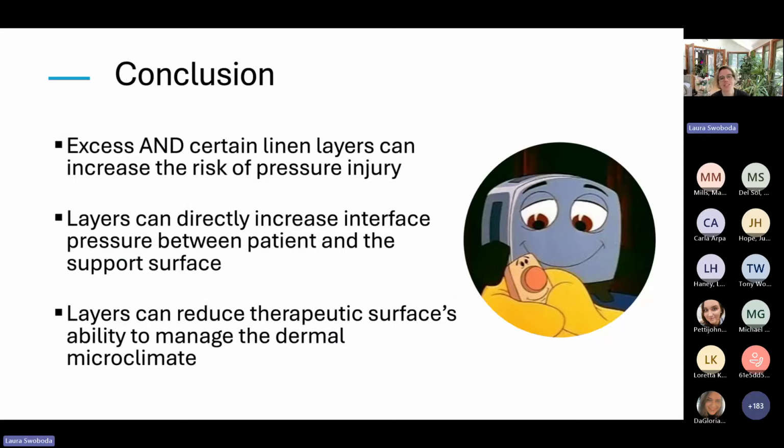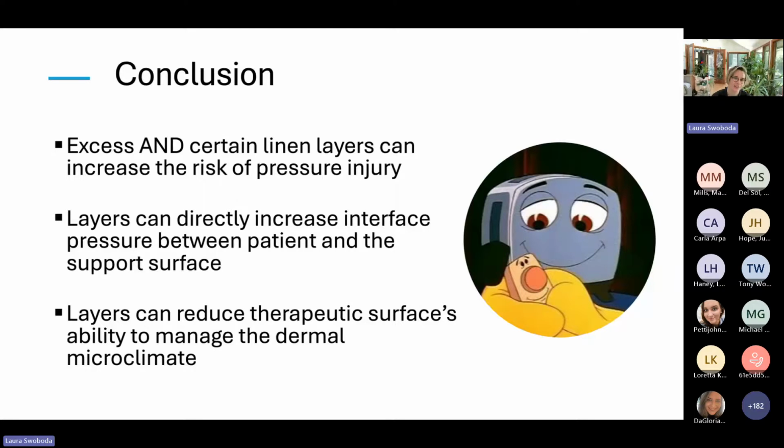So in conclusion, showing you my favorite linen layer, which is Blanky from The Brave Little Toaster, which is an old movie that I actually had on Laserdisc because I'm from the late 1900s.